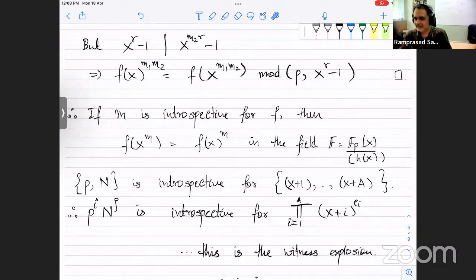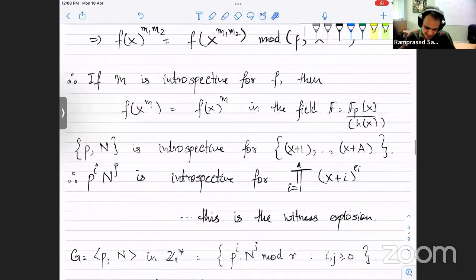Okay, so that's the thing. And now the rest of the lecture is just going to be to formalize exactly what is going on, what has happened here. So let's set up some notation. These are the sort of numbers that happen to be introspective. And since we are going modulo x power r minus 1, it's as if every time you see an x power r, you're going to replace it with 1, right?